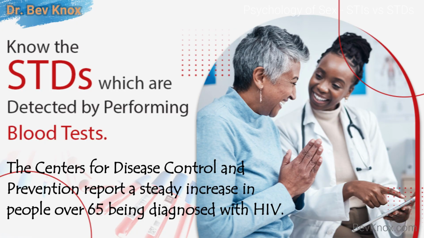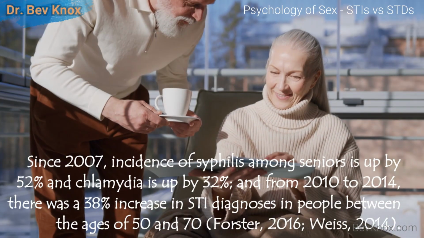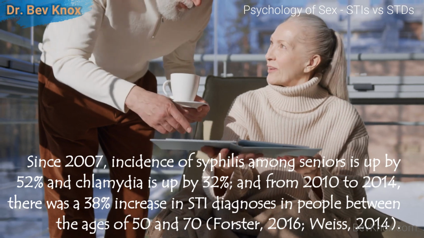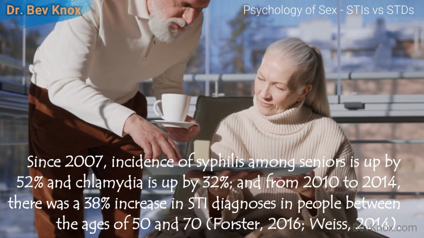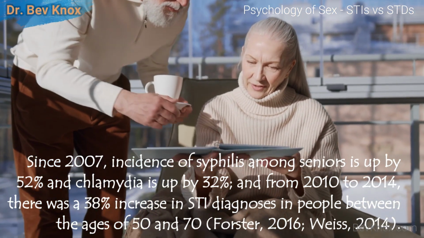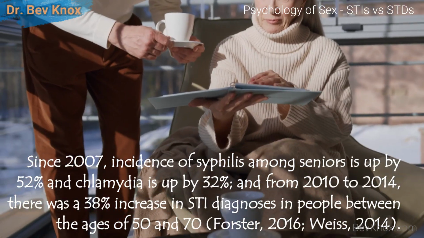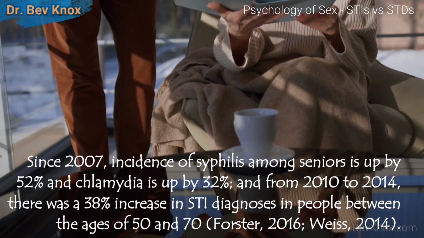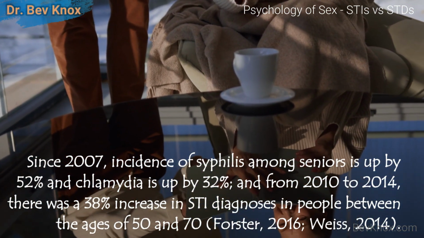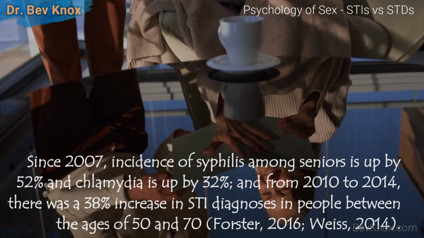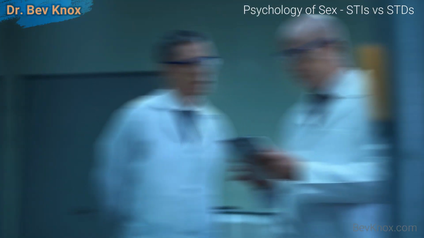Interestingly, senior citizens are one of the fastest-growing segments of the European and US populations being diagnosed with STIs. The Centers for Disease Control and Prevention report a steady increase in people over 65 being diagnosed with HIV. Since 2007, incidence of syphilis among seniors is up by 52%, and chlamydia is up by 32%. And from 2010 to 2014, there was a 38% increase in STI diagnoses in people between the ages of 50 and 70. Why is this happening?